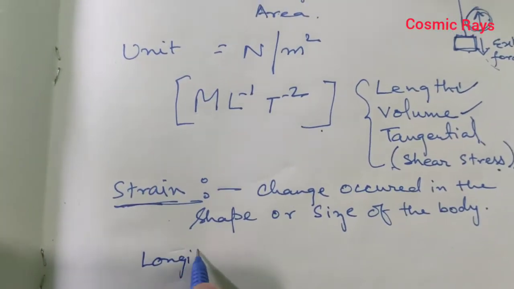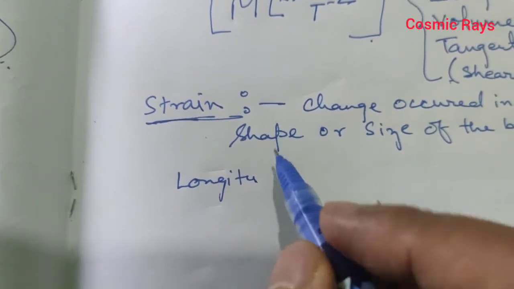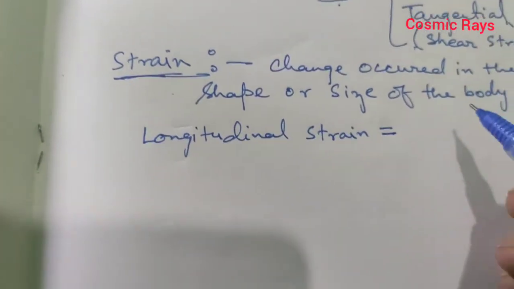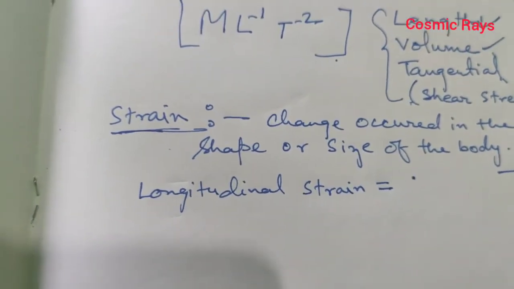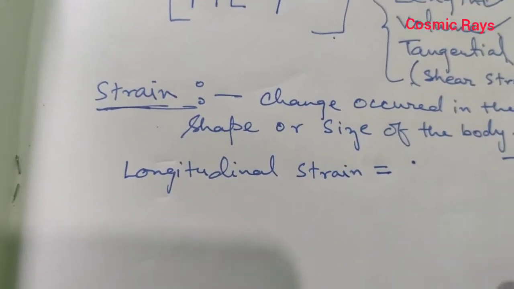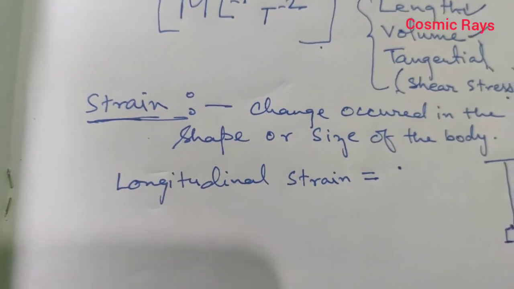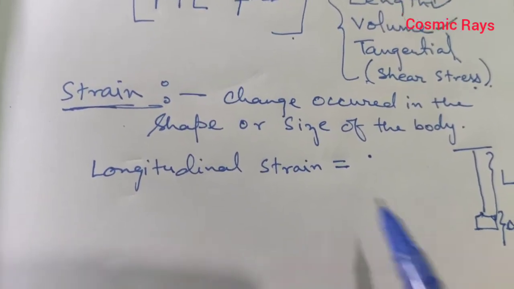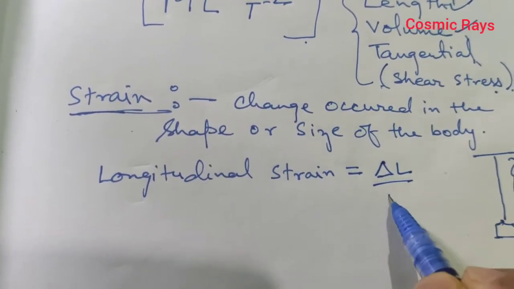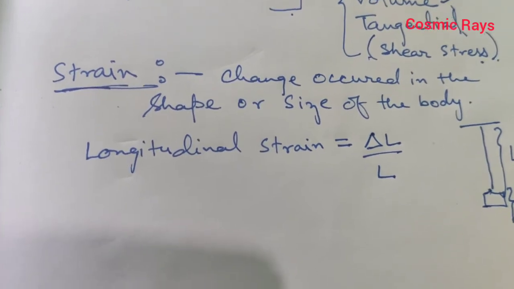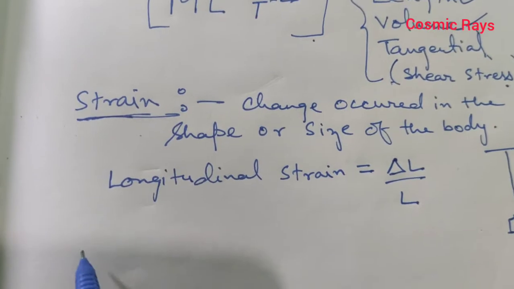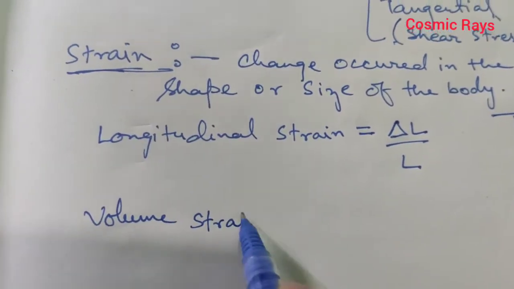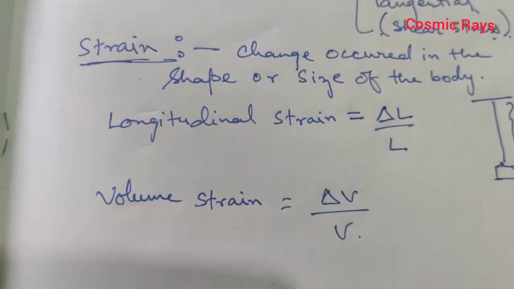So for longitudinal strain, the definition is, suppose this is a body having the original length L, and when we apply a force or a load, then there is a slight increase in the length and we denote it as delta L. So longitudinal strain is given as change in length upon the original length. When the deforming force is acting on the volume, then it will be known as volumetric strain or volume strain. So that will be change in volume upon the original volume.